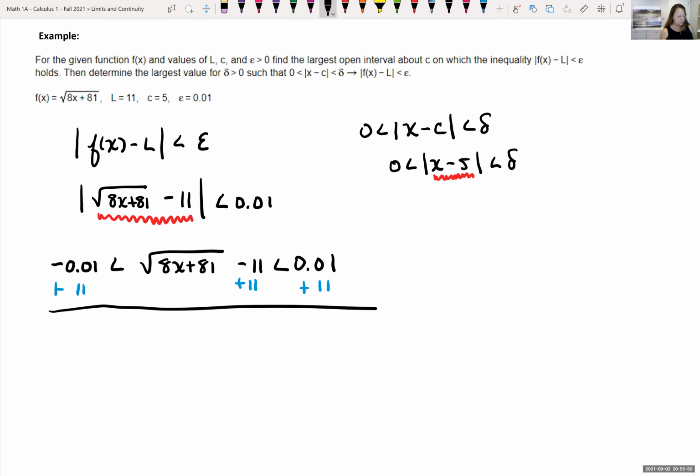So 11 minus 0.01 gives us 10.99, is less than the square root of 8x plus 81, is less than 11 plus 0.01, which is 11.01. So I notice that I can get rid of the radical by squaring each side, and squaring is multiplying it by itself. Those are all positive numbers, so it's not going to change the inequality. So that's legal. We can square each piece.